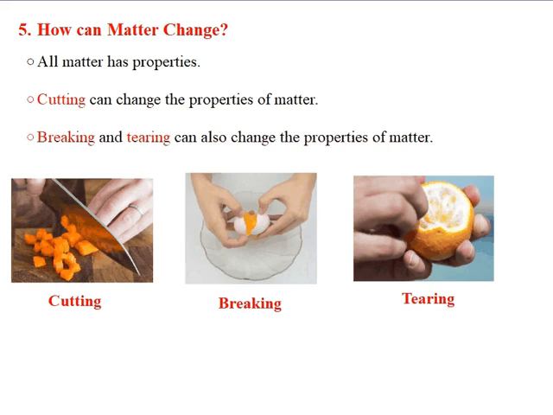Breaking and tearing can also change the properties of matter. In the second picture, breaking an egg can change the properties of the egg, and tearing an orange can change the properties of the orange.